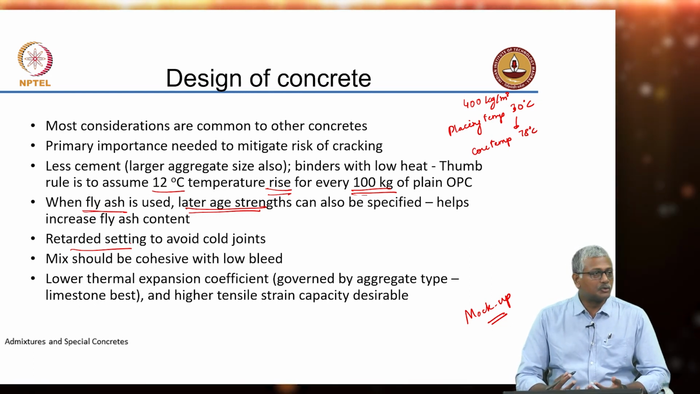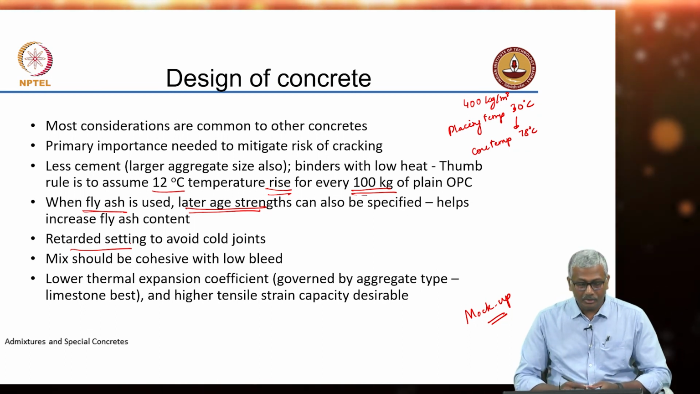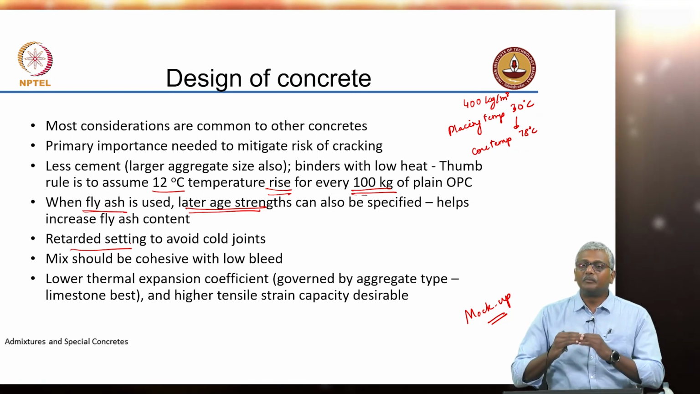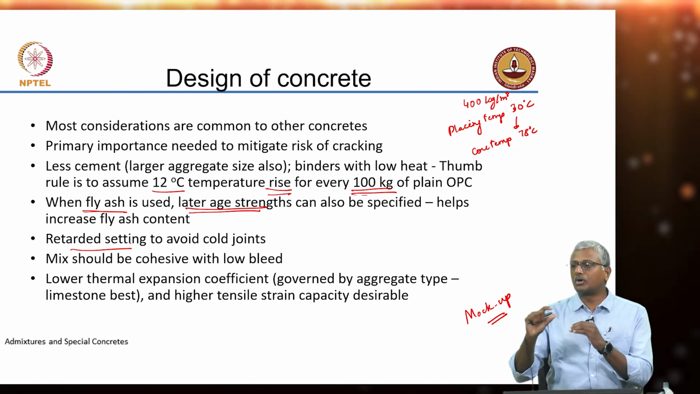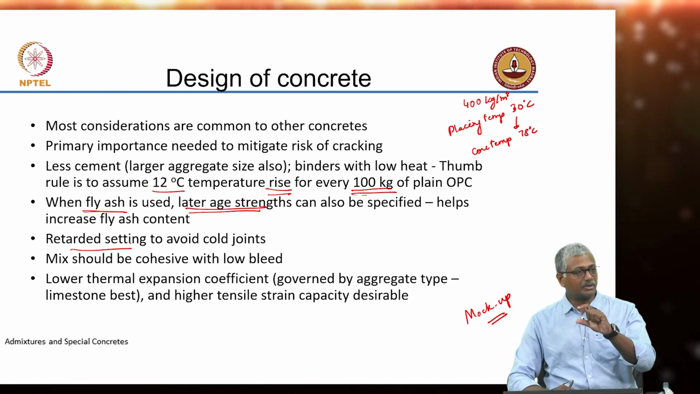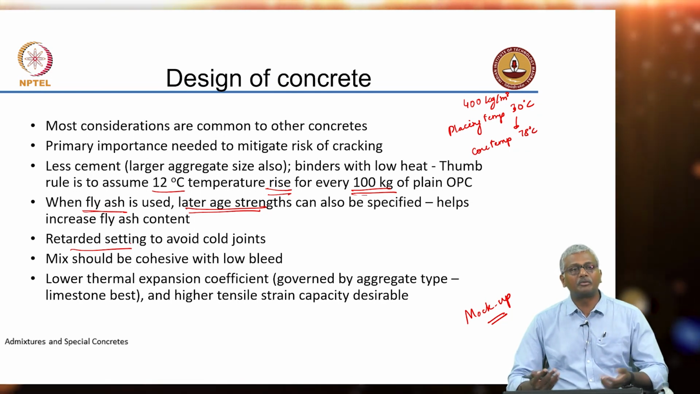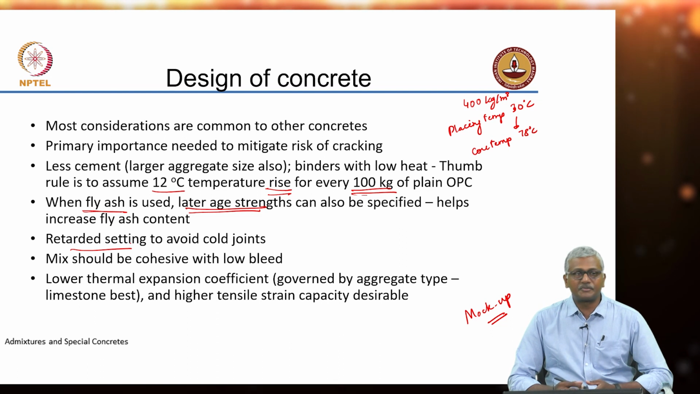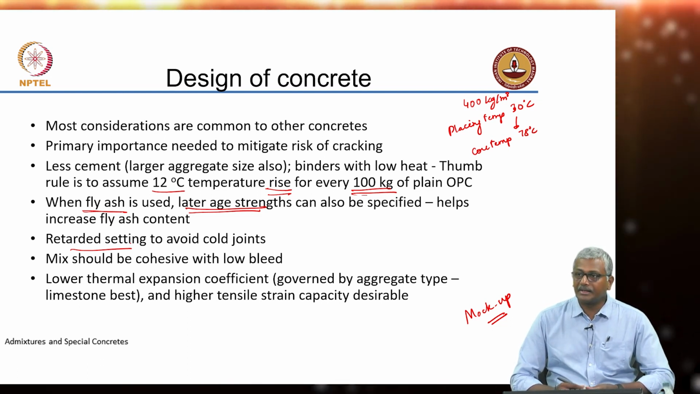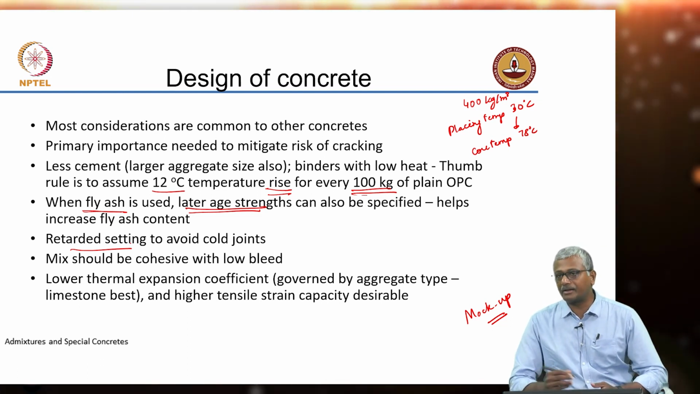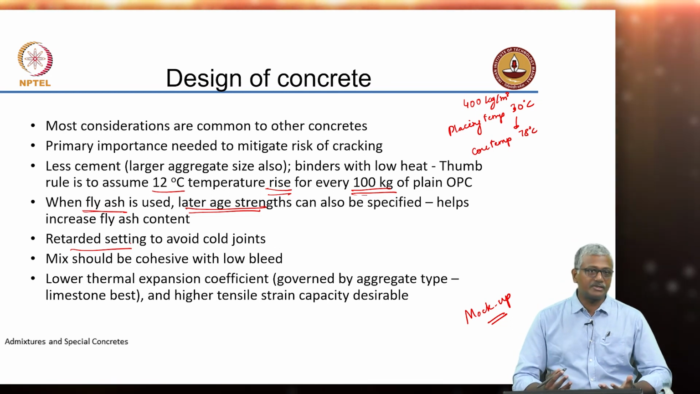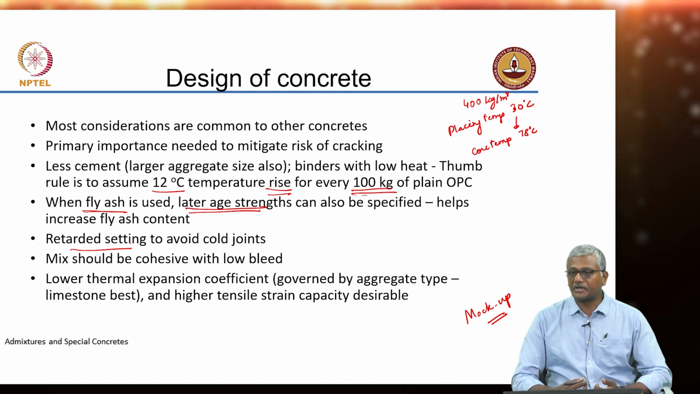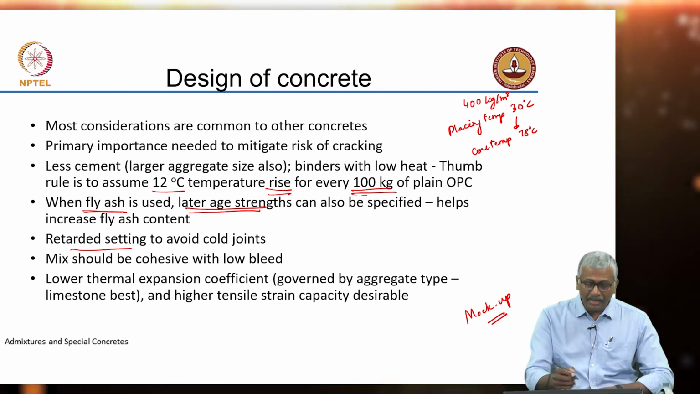The mix that you use for raft concrete or for mass concrete should be cohesive with less bleeding. Okay, we do not want bleed, because bleed will increase the water to cement ratio on the surface of the concrete, and that is detrimental from the perspective of durability. Okay. We want as low a thermal expansion coefficient as possible, and as I showed you earlier, it is governed by the aggregate type. If you have a choice, choose aggregates that will produce lower coefficient of thermal expansion in the concrete.